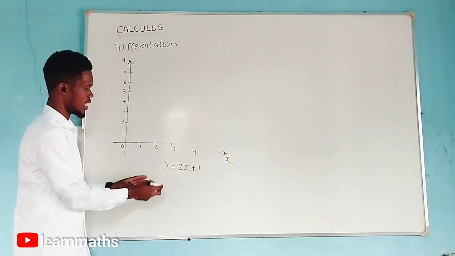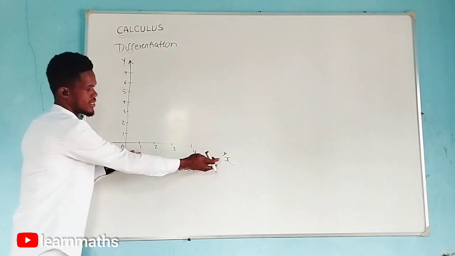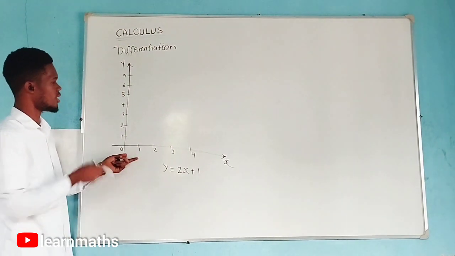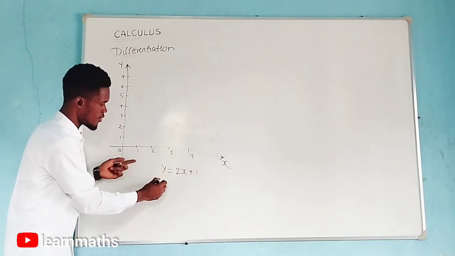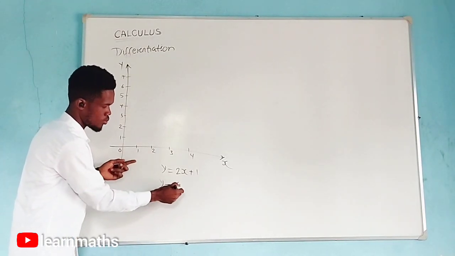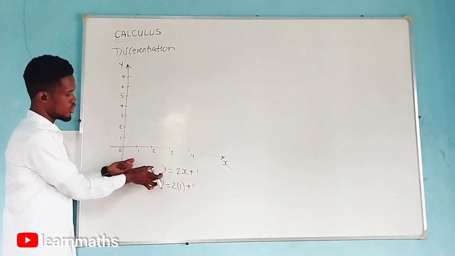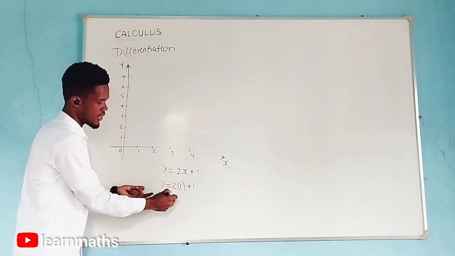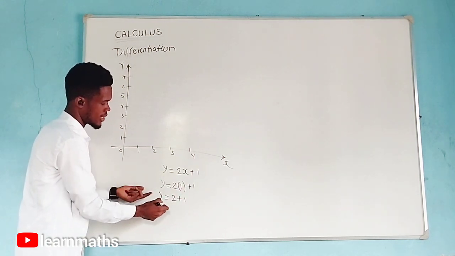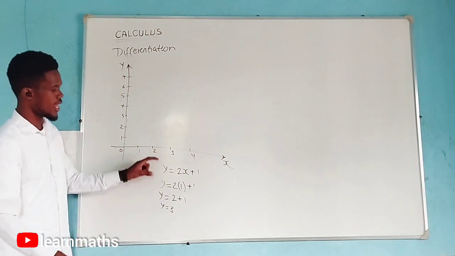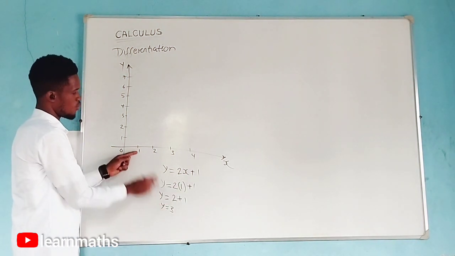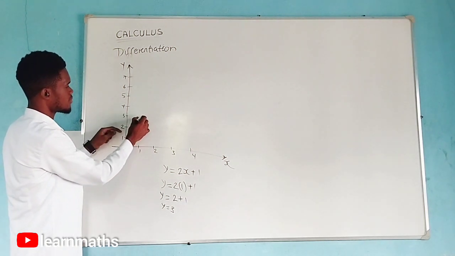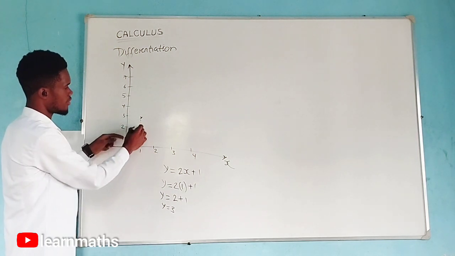I'm going to start with, let's say, when the value of x is 1, what will be the value of y? This is how I'm going to get that. Y is equal to 2x plus 1, so 2 times 1 is 2, plus 1, that's 3. So when x is 1, y is 3. You trace this 1 to this 3, where they intersect, and that will be your first point on the graph.